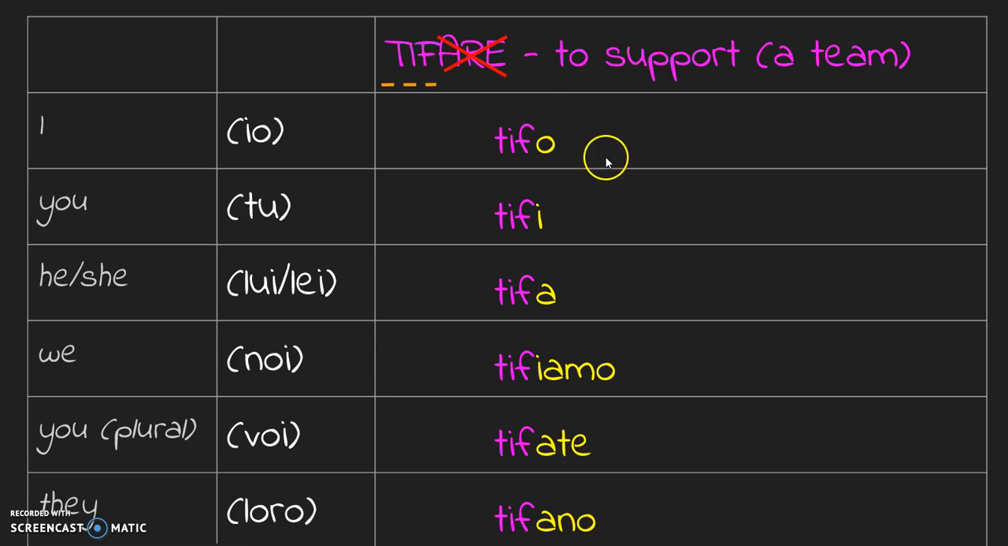So we now have a conjugated verb, a verb that has been changed to suit the different subject pronouns. So, I support, tifo. You support, tifi. He or she supports, tifa. We support, tifiamo. You plural, all of you support, tifate. And they support, tifano.